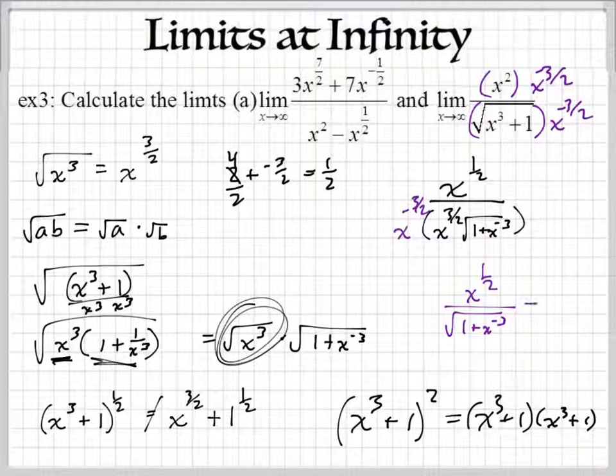Thank you. As x approaches infinity right here, that approaches infinity. As x approaches infinity in this one, what does that equal? 0. So we have 1 plus 0 in there. And what is the square root of 1? 1. So we just have this.